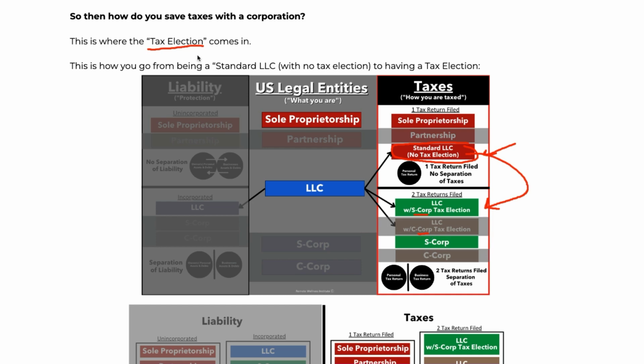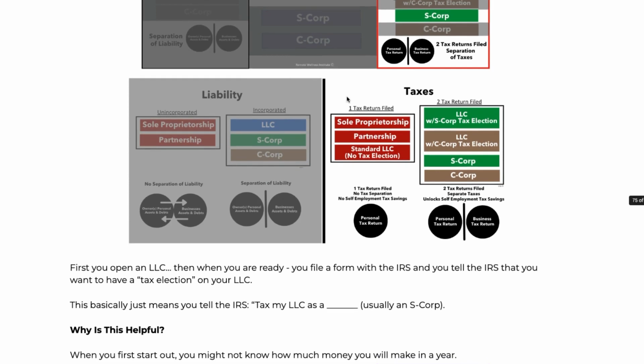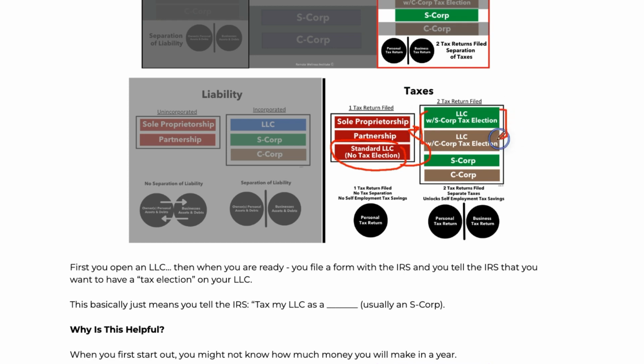And so with that tax election form, that is how you go from being just a standard LLC and you jump into becoming an LLC with a tax election. So another visual over here, with that tax election form, that is how you go from here to here, okay? Whether that be S Corp or C Corp. And like I said, you're typically going to be more on the S Corp side, okay?